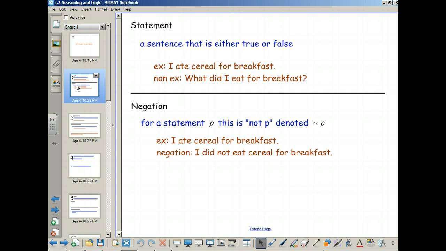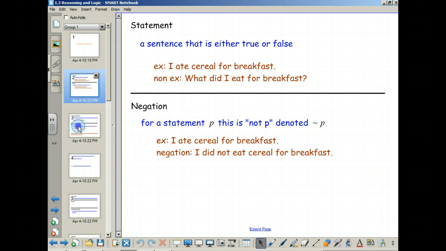That's a command. So statements are what we're going to be basing all of our logic arguments on. A negation for a statement is simply not P. Sometimes it's very straightforward, like this one. I ate cereal for breakfast. The negation is I did not eat cereal for breakfast. The negation is not I ate waffles for breakfast, because that means I didn't eat cereal, but it doesn't mean I didn't have oatmeal, pancakes, or eggs or whatever. So you have to have the exact opposite for it to be a negation.